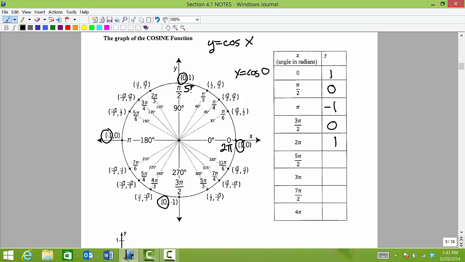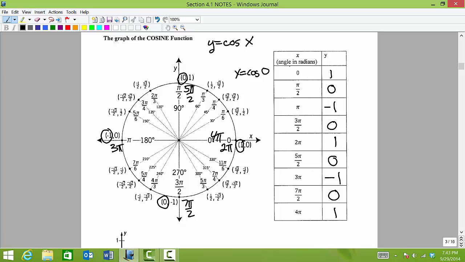So 5 pi over 2, if I go around the circle again, we get an x value, or our cosine value, of 0. 3 pi, picking off the x value of that coordinate, we get minus 1 for our cosine value. 7 pi over 2, we get a cosine value of 0. And back to 4 pi, we get a cosine value of 1. So we see that the cosine values start to repeat themselves.